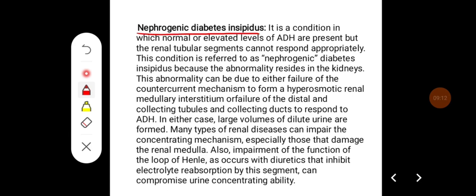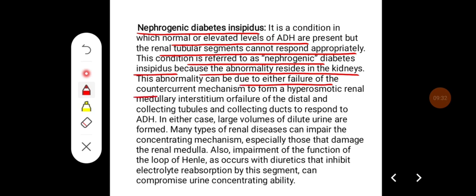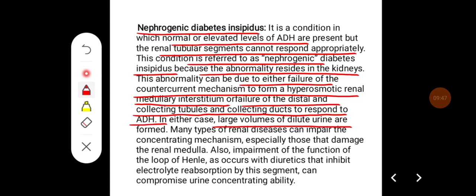Nephrogenic diabetes insipidus. In this condition, there will be normal or elevated levels of ADH, but the renal tubular segments cannot respond appropriately. So this condition is referred to as nephrogenic diabetes insipidus because the abnormality resides in the kidneys. This abnormality can be due to either failure of the countercurrent mechanism to form a hyperosmotic renal medullary interstitium or failure of the distal and collecting tubules and collecting ducts to respond to ADH. In either case, large volumes of dilute urine are formed.